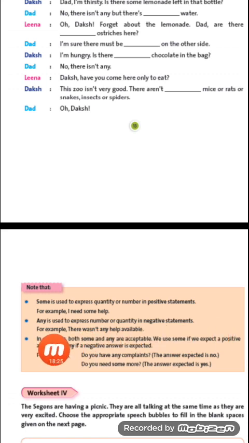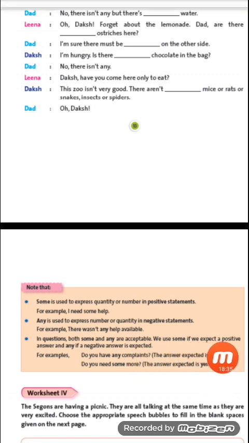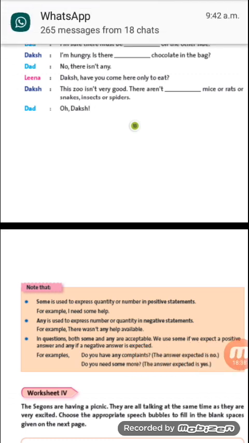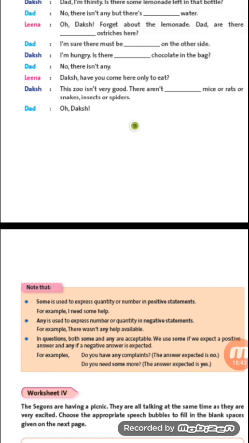So any we also use to inquire about something. Mostly we use any for that. And in questions, both some and any are acceptable. We use some if we expect a positive answer. If we are expecting that there might be some, a positive answer, like if we are asking somebody, is there some water in your bottle, it means we are expecting him to say yes, there is some. But any if a negative answer is expected, when we are expecting that he will definitely say no, then we will use any.